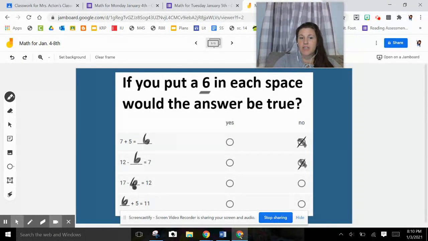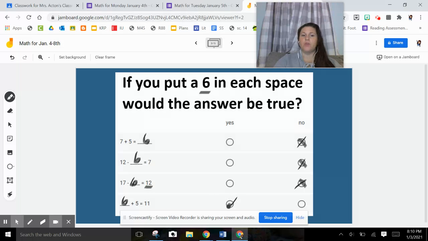Next is 17 minus 6 equals 12. Again, if you do that problem, you can always draw 17 circles, take away 6 of them, and see how many that you have left. Miss Acton already knows that the answer to that is actually 11. So the answer is not 12, which it says it is. So that one is also a no. And then the last one, 6 plus 5 equals 11. I know that 6 plus 5 equals 11. So I know that that is a yes.